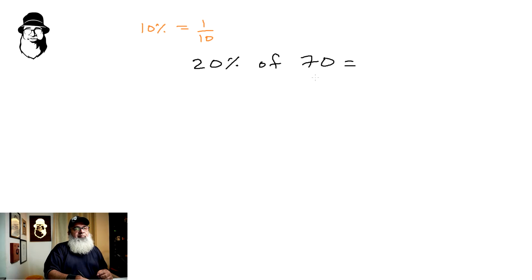So 10% of 70 we can mentally see is 7. So 20% must be double of that, that is 14. So 20% of 70 is 14.